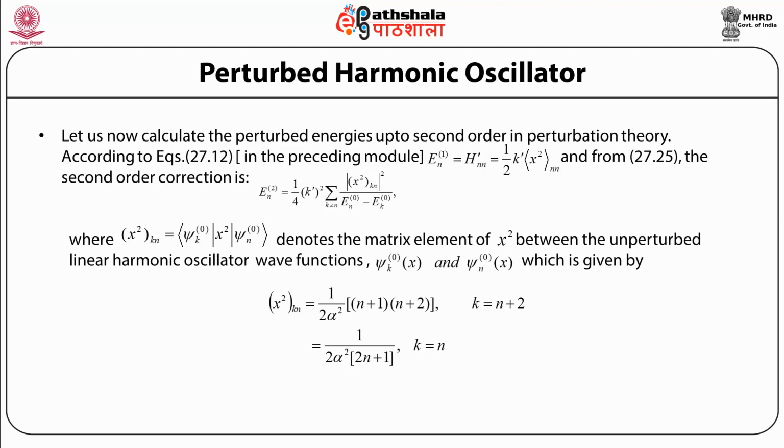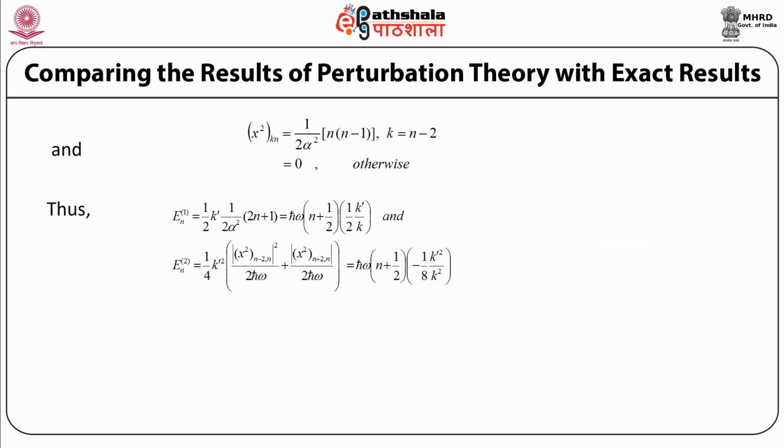Which is given by x square kn equal to 1 by 2 alpha square into square root of n plus 1 into n plus 2 for k equal to n plus 2, and equal to 1 by 2 alpha square into 2n plus 1 for k equal to n. Comparing the results of perturbation theory with the exact result, x square kn is equal to 1 by 2 alpha square into square root of n into n minus 1 for k equal to n minus 2, and equal to 0 otherwise.